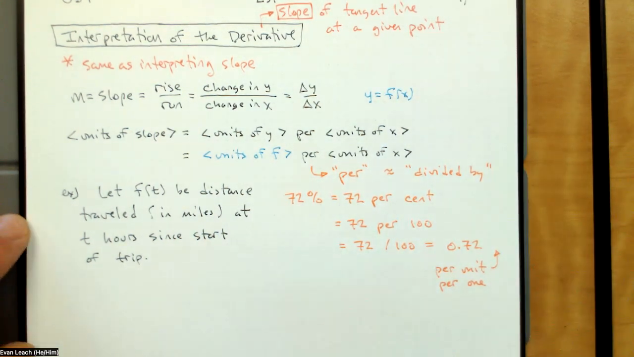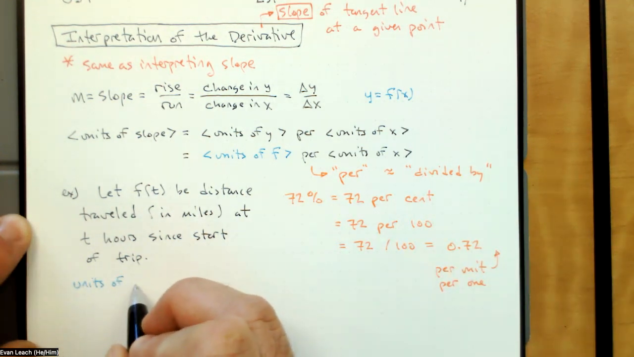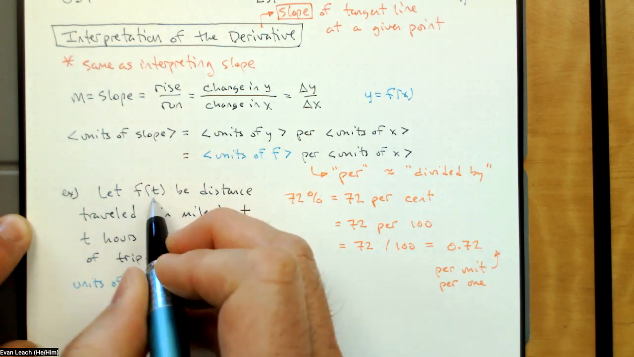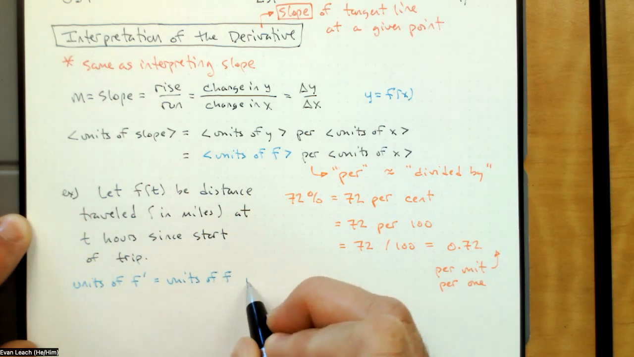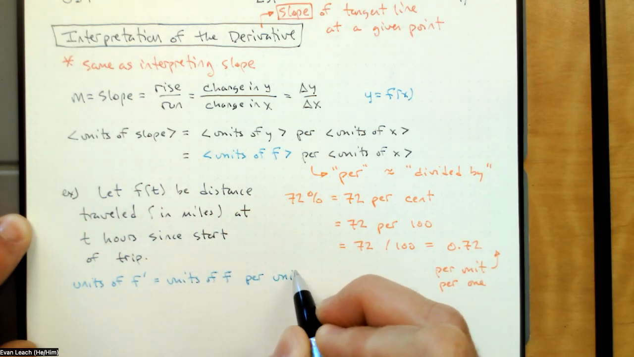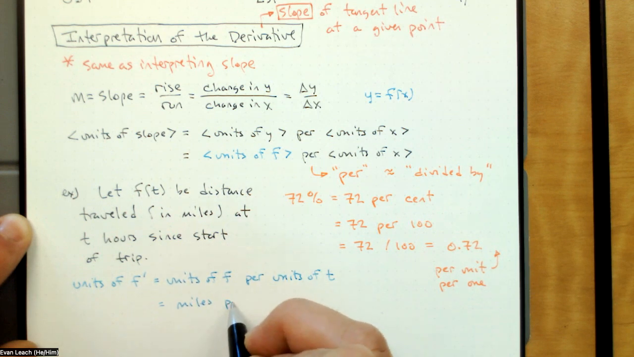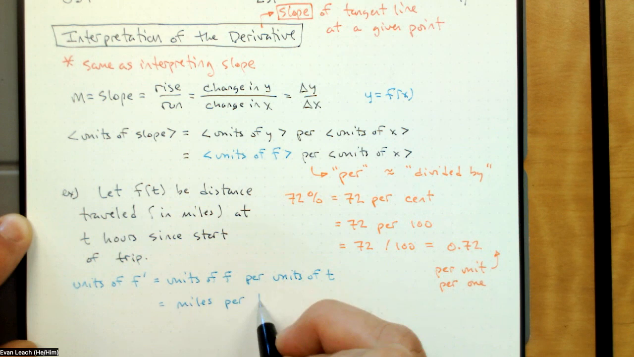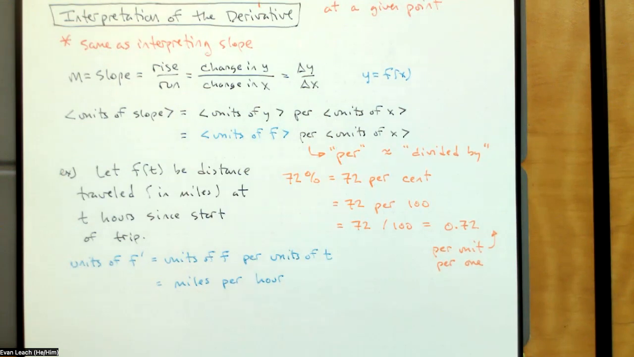So the units of f prime will be the units of f, and then we'll write per, and then we'll write the units of t. The units of f are miles, then we write per, and the units of t are hours. So that tells us what the units of the derivative are going to be. Miles per hour.